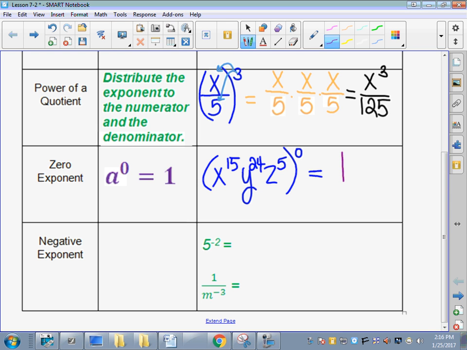Now if I had something like this, x to the 4th, y to the 0, z to the 5th. The 0 is only on the y in this case. It's not on that whole set of parentheses. So that means this y becomes a 1, but I still have an x to the 4th and a z to the 5th power. So double check to see where your 0 exponent is. Whatever that is on is a 1. You can just cross it out because it's like timesing by 1, and 1 doesn't change anything.